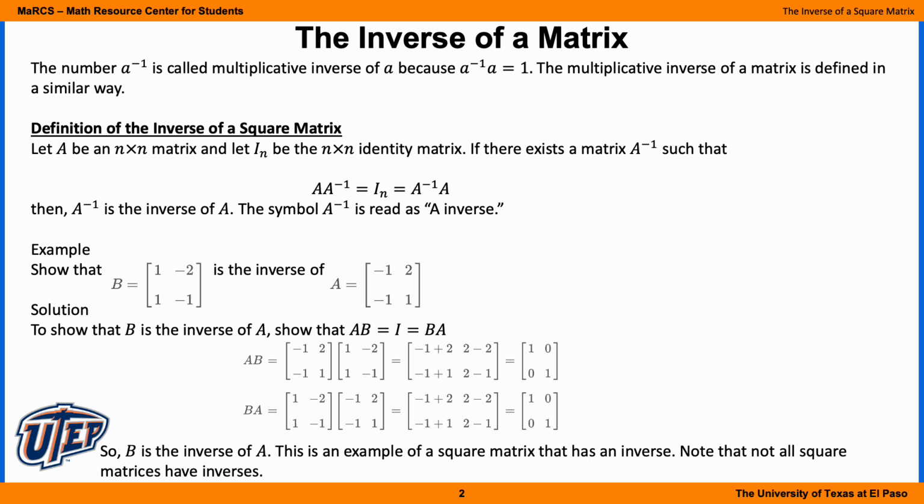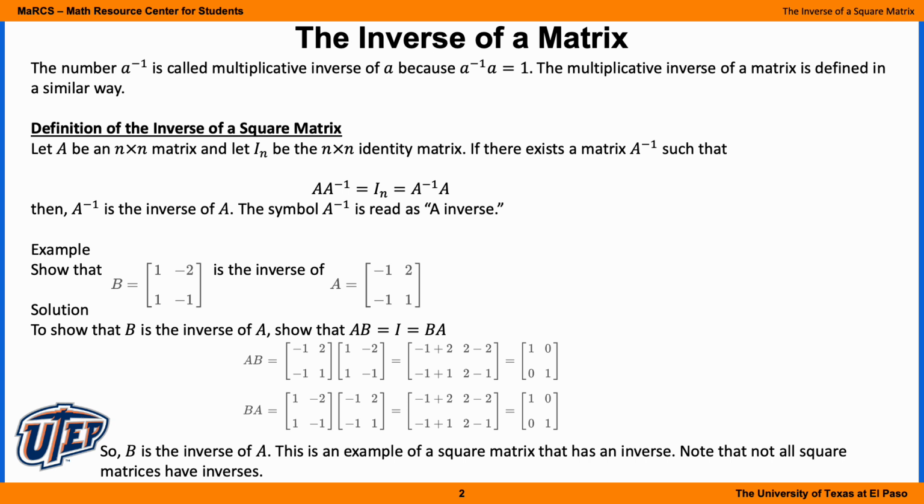A to the negative 1 is called a multiplicative inverse of A because A to the negative 1 times A is equal to 1. The multiplicative inverse of a matrix is defined in a similar way. So we let A be an n by n matrix, and we let In be the n by n identity matrix. So if there exists a matrix A to the negative 1, such that A times A to the negative 1 is equal to the identity, and that is also equal to A to the negative 1 times A, then A to the negative 1 is the inverse of A. And instead of saying A to the negative 1, we say A inverse.